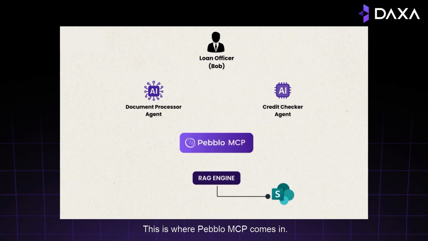This is where Pebblo MCP comes in. Think of it as your secure AI data gateway. It makes sure the right agents see the right data at the right time.